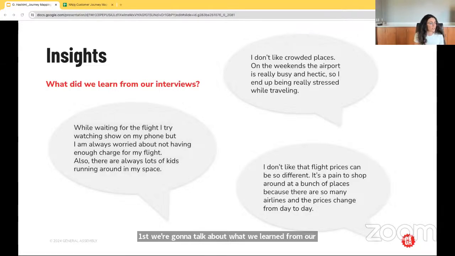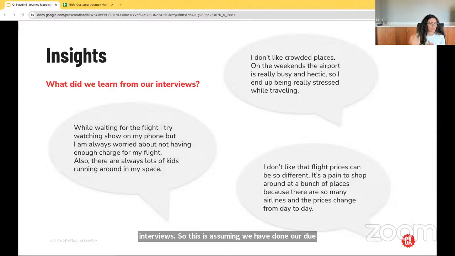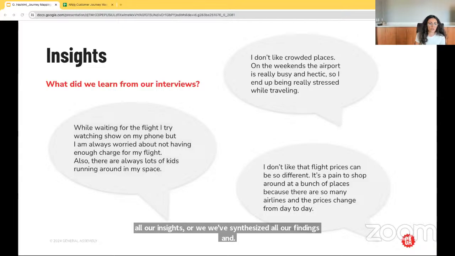So this is assuming we have done our due diligence, have gone through the generative research phase, conducted interviews, surveys, ethnographies. We've maybe done diary studies, and now we have all our insights, or we've synthesized all our findings, and the insights that we've come up with from our interviews are the following.